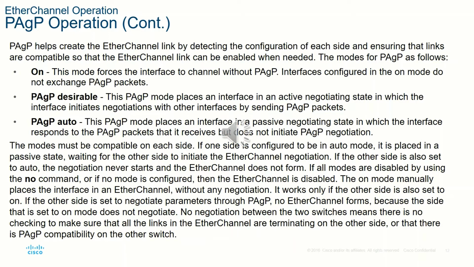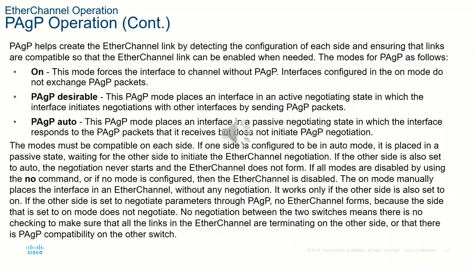Okay, let us assume we have switch A and switch B. Now we want to create the EtherChannel between these two switches. I configured PAgP desirable mode in switch A. If I configure PAgP desirable mode in switch A, then this mode places the interface in an active negotiating state. Active negotiating state means this interface will send the PAgP packet to the other end of the switch. It will initiate the negotiation. It will start the EtherChannel connection. So when it initiates the negotiation, the PAgP packets are sent to the other end.